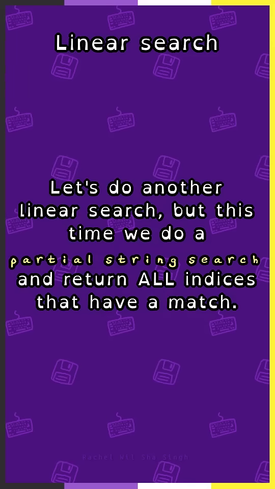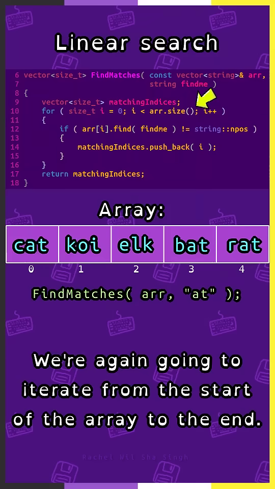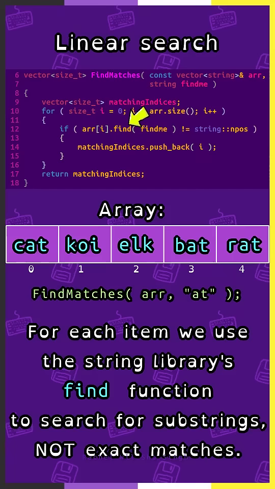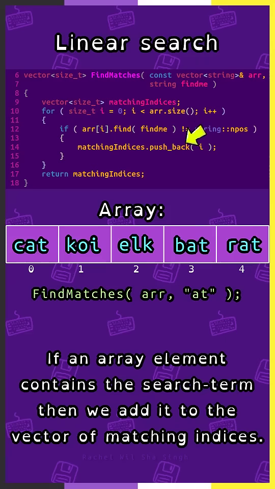Let's do another linear search, but this time we'll do a partial string search and return all indices that have a match. We're again going to iterate from the start of the array to the end. For each item, we use the string library's find function to search for substrings, not exact matches. If an array element contains the search term, then we add it to the vector of matching indices.